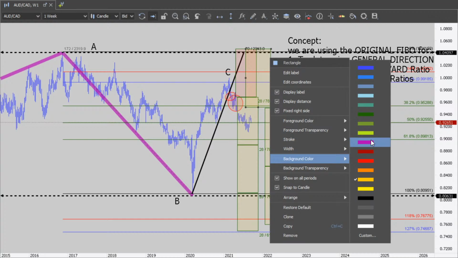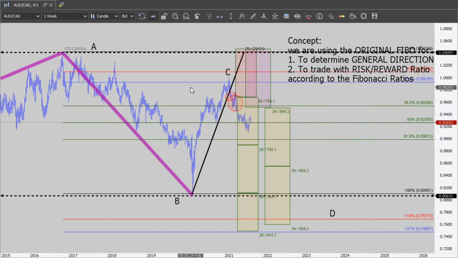And this is how the Fibonacci works on every time frame, it's always the same. We are using the same rules, okay, same rules, but it's a great tool, risk reward ratio and everything.